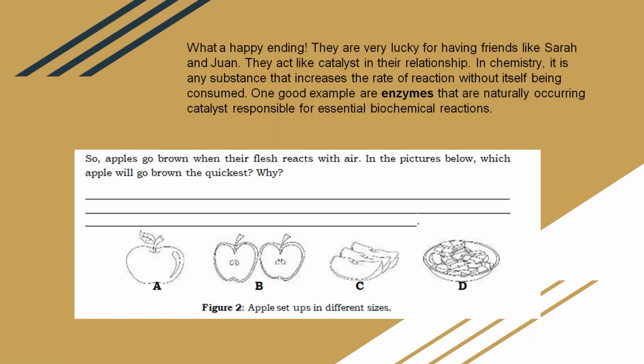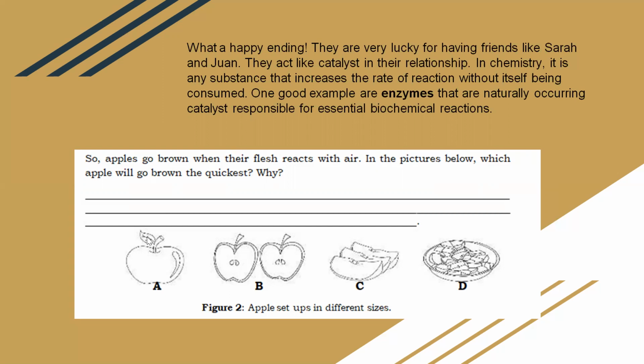In chemistry, a catalyst is any substance that increases the rate of a reaction without itself being consumed. One good example is enzymes, which are naturally occurring catalysts responsible for essential biochemical reactions. For example, in this figure 2, apples go brown when their flesh reacts with air. In the pictures below, which apple will go brown the quickest and why?